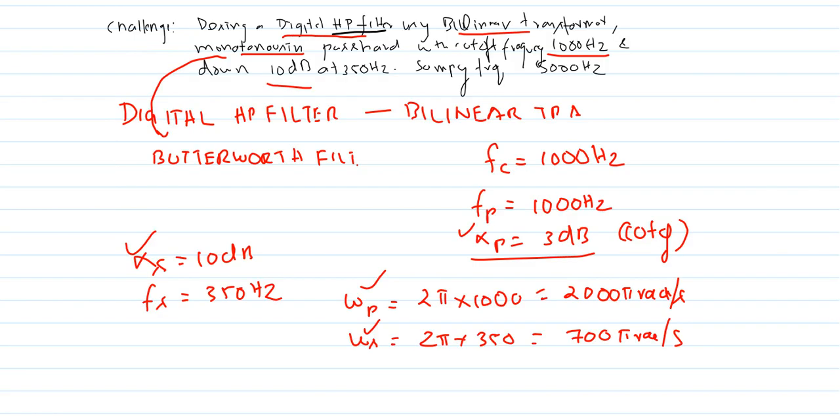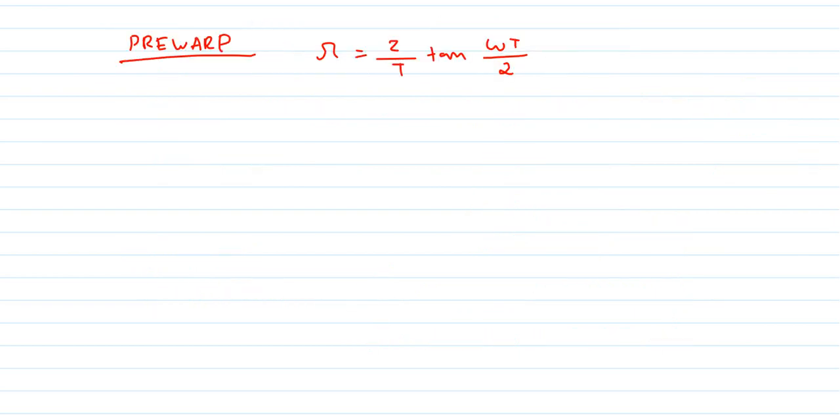T is given in the question. If you see, sampling frequency is 5000 hertz. T is equal to 1 by f, which is 1 by 5000. So T is actually 2 into 10 power minus 4 seconds. That is what is given in the question.